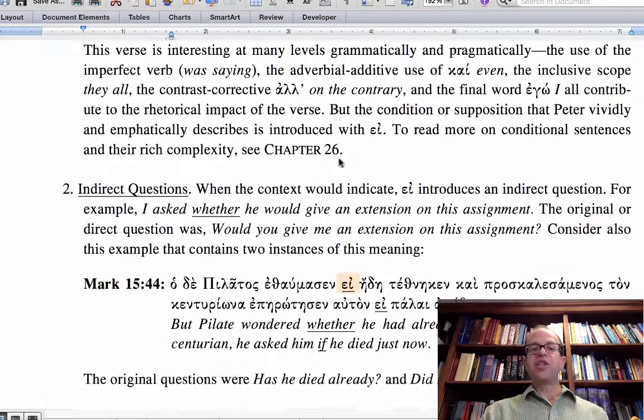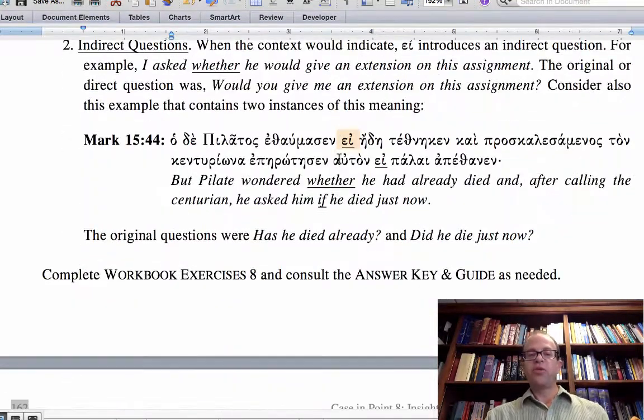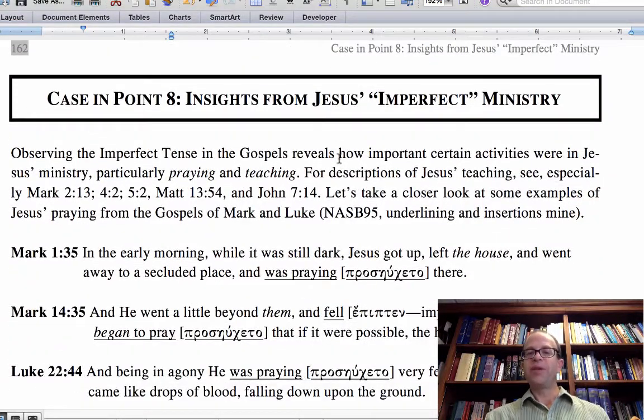As far as the conditional use, we'll talk more about that in our last chapter. Well, be sure that you read the case in point and consider whether Jesus' ministry is imperfect or not.